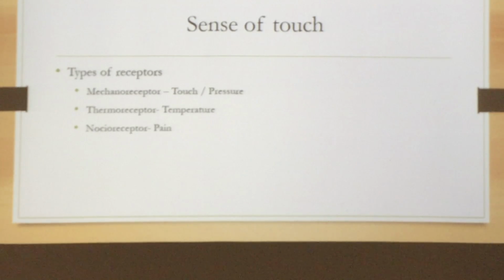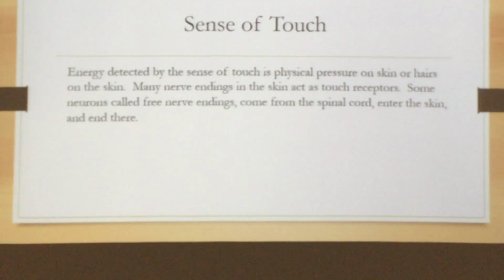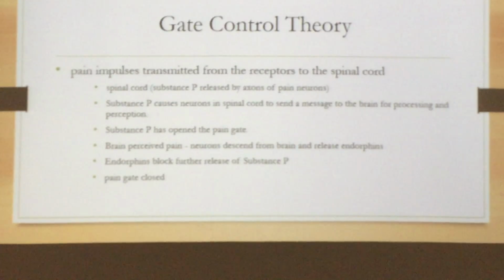Now, I'm not going to talk about the touch pathway, but I am going to talk about a thing called the gate control theory of pain. When some kind of trauma happens where pain occurs, those pain impulses are going to be transmitted from the receptors to the spinal cord.